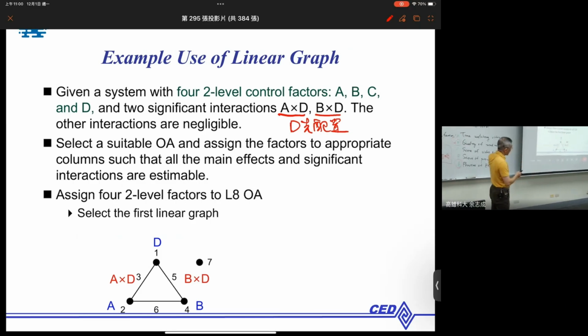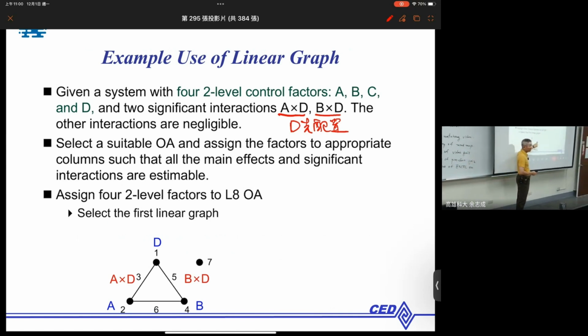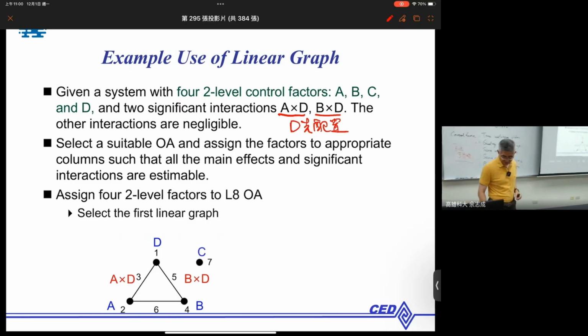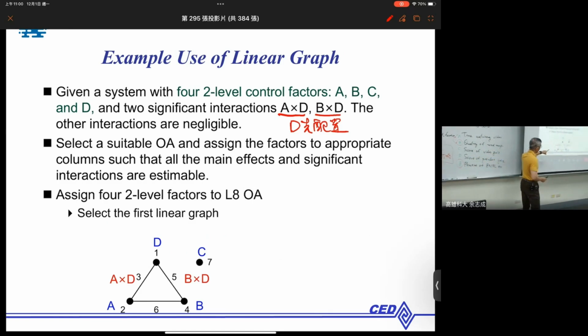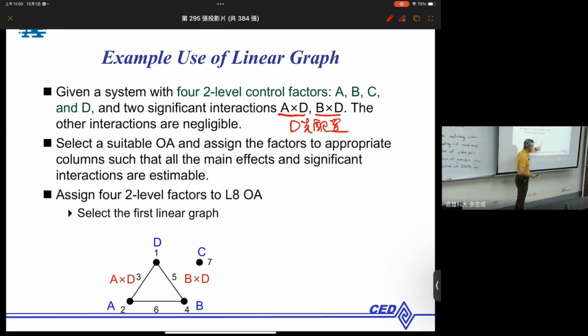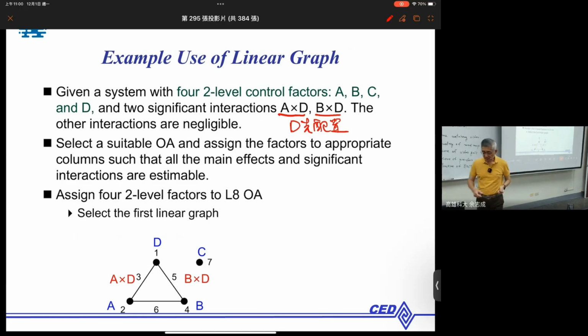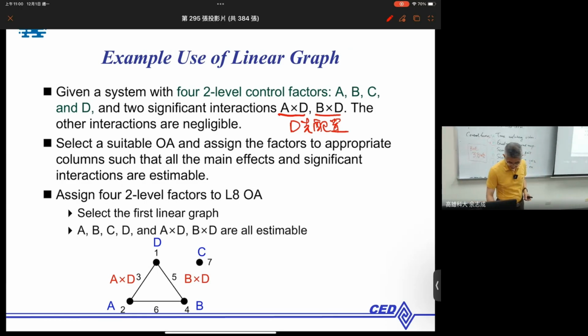Once you already assign A, D, B, the rest is factor C. Here we have another dot in column 7. So you can assign C to dot 7, then you can finish the assignment. And this assignment will make sure that main effects were not confounded with the significant interactions. Okay, they are all estimable because they don't confound with each other.